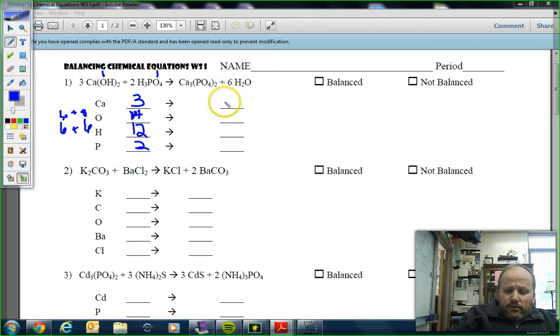Now let's count all those things over here. Calcium, 1 times 3. Now let's do oxygen. It's in both things. That one's in parentheses, that one's not. 1 times 4 times 2 is 8. 6 times 1 is 6. 8 plus 6 is 14. Hydrogen is only here. 6 times 2 is 12. And phosphorus is now in parentheses. It wasn't over here. 1 times 1 times 2 is 2.